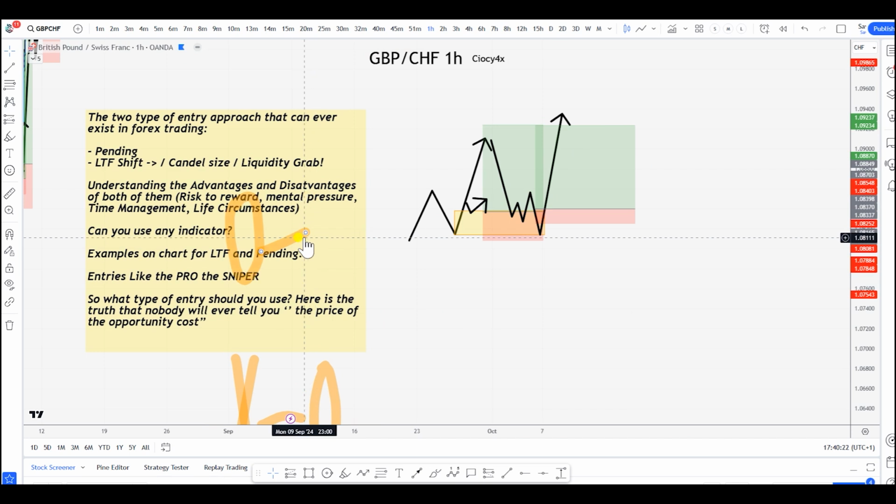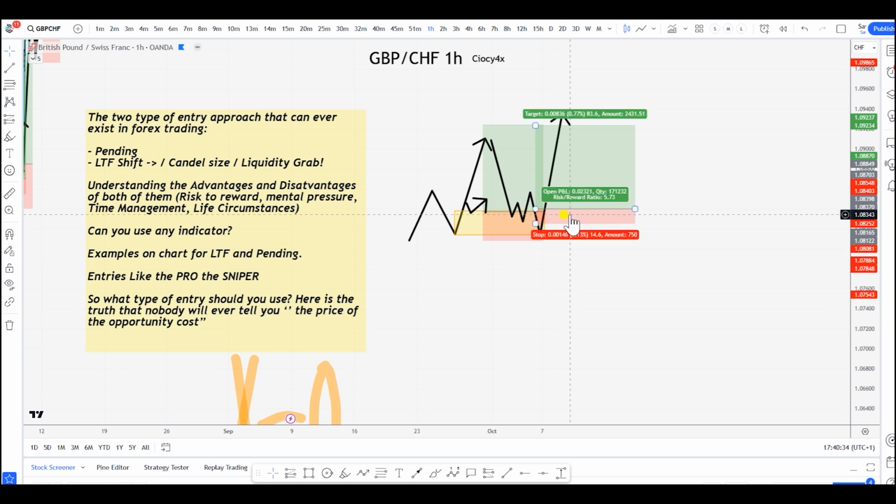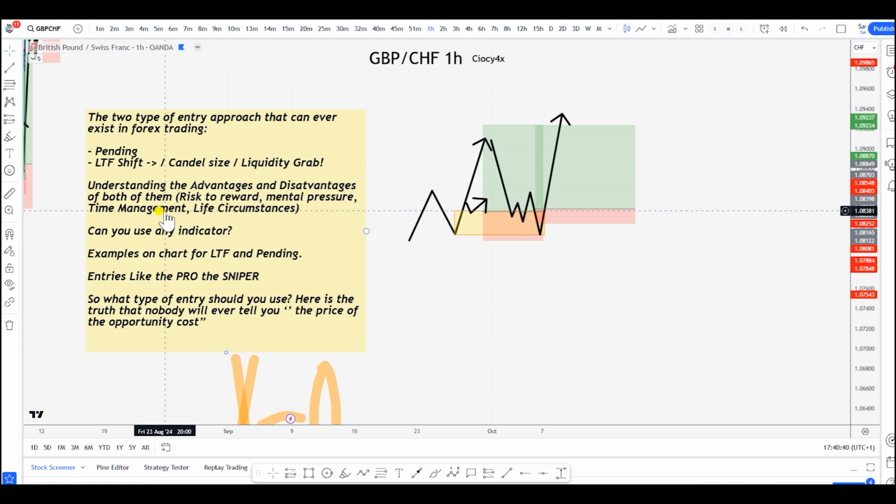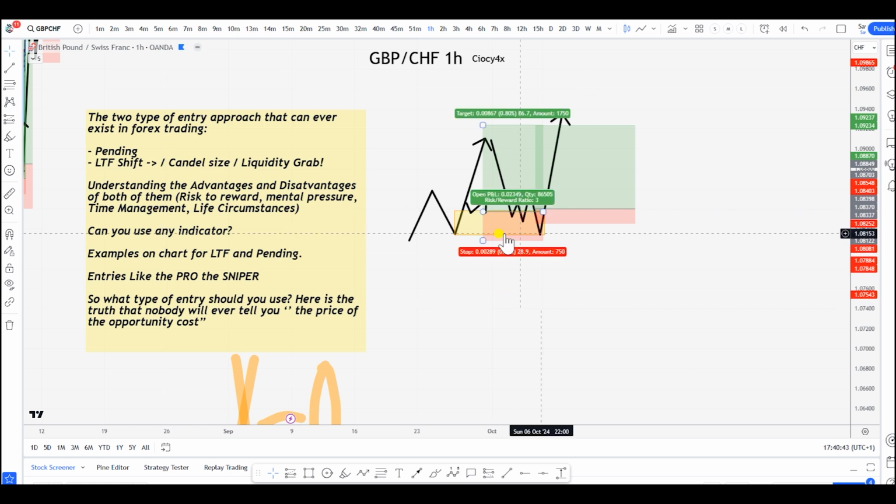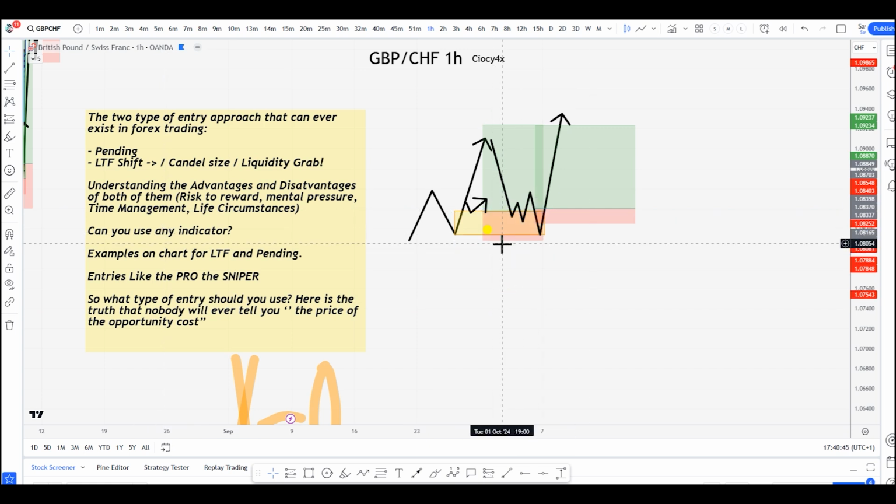When I told you guys about the low risk to reward and high risk to reward, I'm sure some of you got excited thinking, oh, okay, I'm going with the high risk to reward because I think that's convenient. But then, in order for you to get this, you need to sacrifice something else, which is your mental health, your life circumstances, your family, friends, time management. But on the other side, if you want to have all of this, mental pressure, mental health, time management, life circumstances, then you need to sacrifice your risk to reward because it's lower, right?